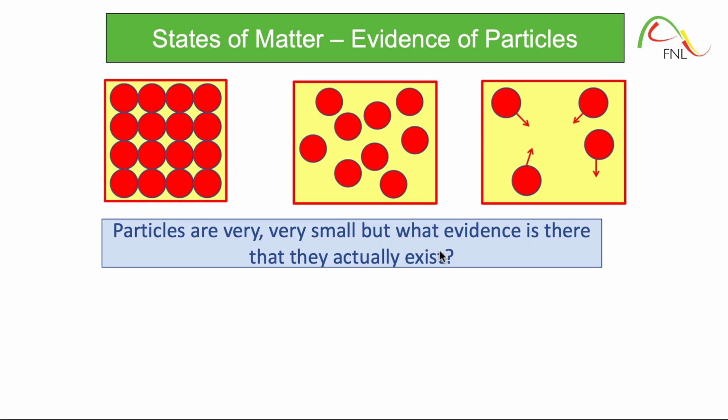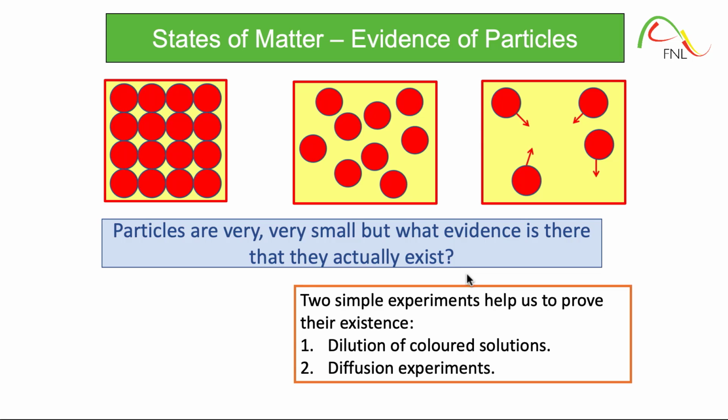Okay, now let's go on to the last part, looking at particles. Particles are very, very small. But what evidence is there they actually exist? We talk about particles, but how do you know they actually exist? Well, two simple experiments help us to prove their existence. First of all, dilution of coloured solutions, and secondly, diffusion experiments.